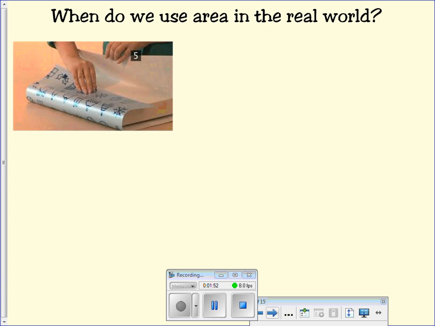Okay, so we use area every day. Who has a fish tank? Yeah. Do you have a sticker or something across the back glass? No. So it's like that decoration so it looks like sea or whatever so you don't see straight through. So that paper that covers the back pane in your fish tank is the area of just that glass wall in your fish tank. So area is all over us in the real world.